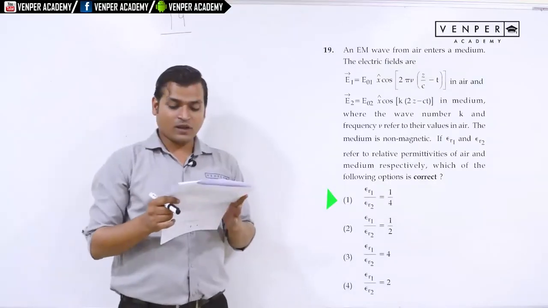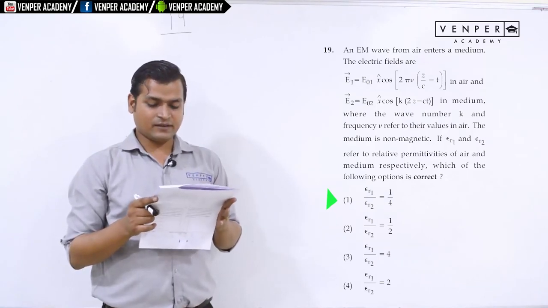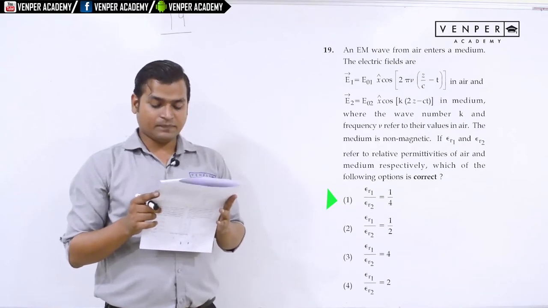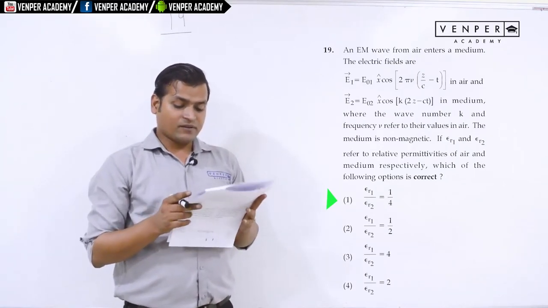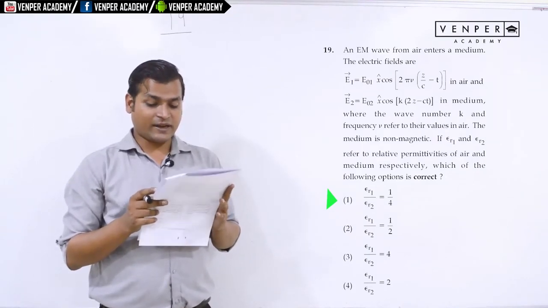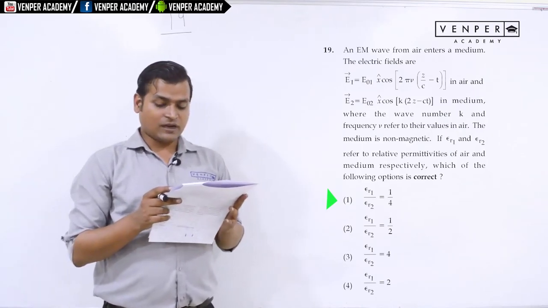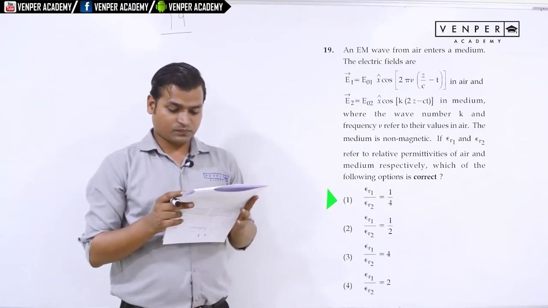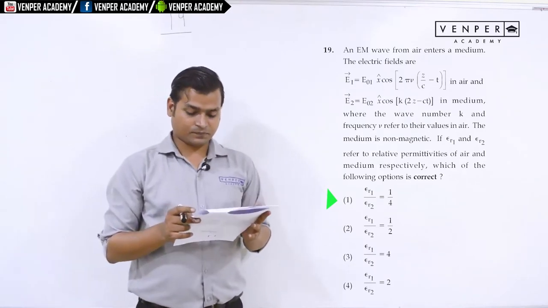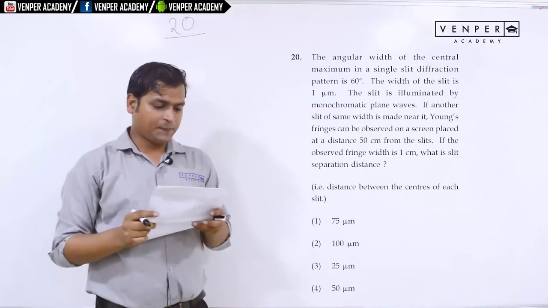Next, question number 19. An EM wave from air enters a medium. The electric field is given in both air and medium, where the wave number k and frequency nu refer to their values in air. The medium is non-magnetic. If epsilon naught r1 and epsilon naught r2 refer to the relative permittivity of air and medium respectively, which of the following options is correct? Now see question number 20.